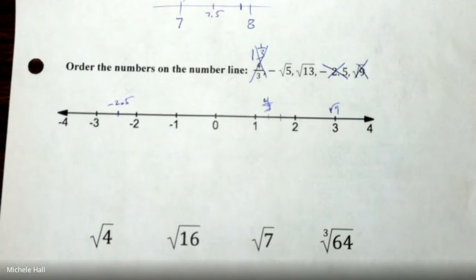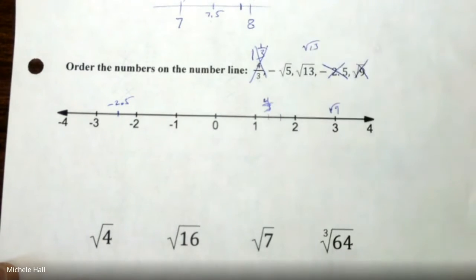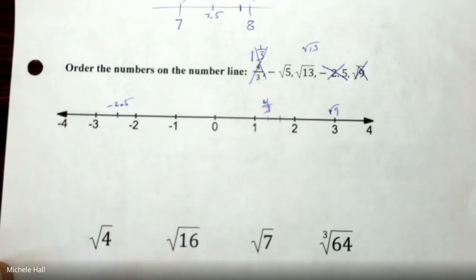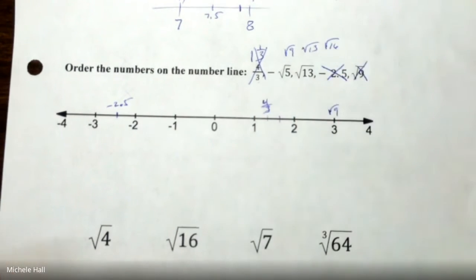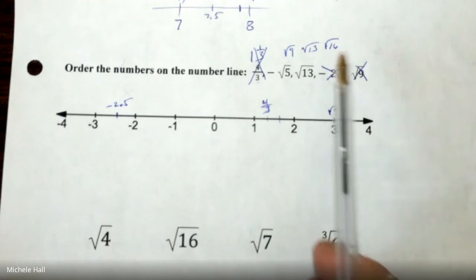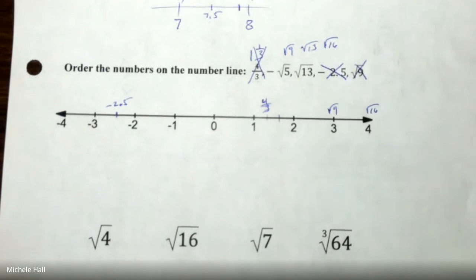Now we need to estimate the square root of 13. What's our perfect square before and after 13 so I can look on my number line? Very good. The square root of 9 and the square root of 16 would be before and after it. So we know the square root of 9 is right here. The square root of 16 would be 4, so I'm going to put that here.